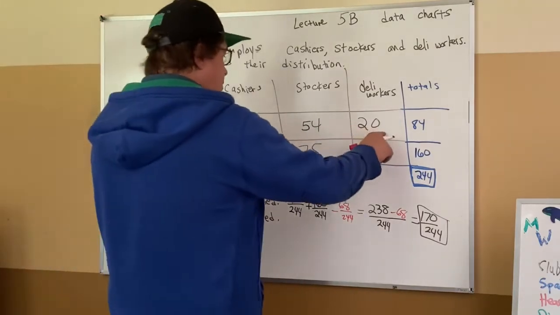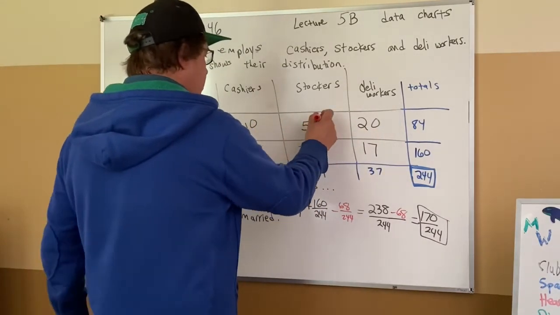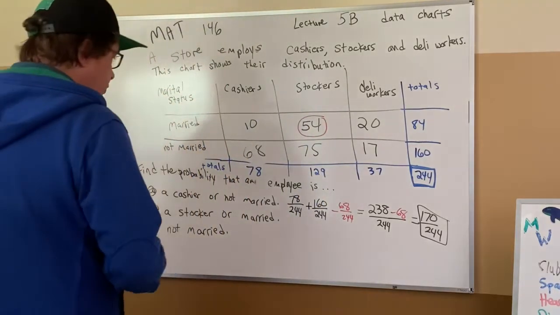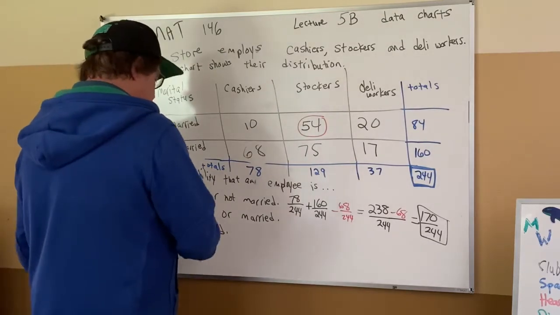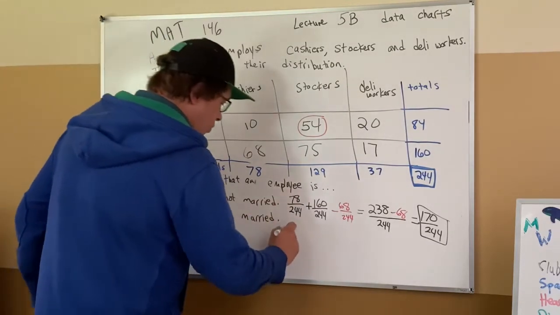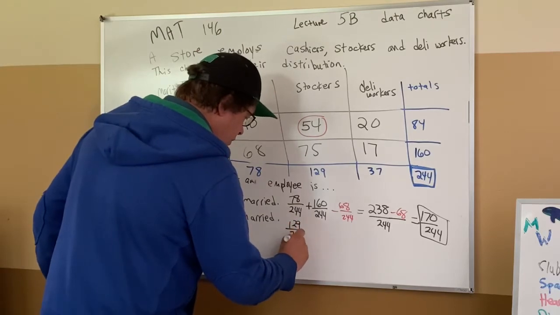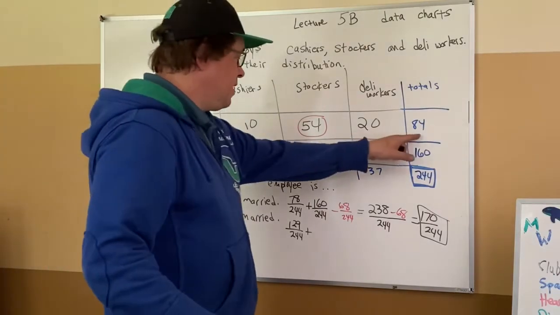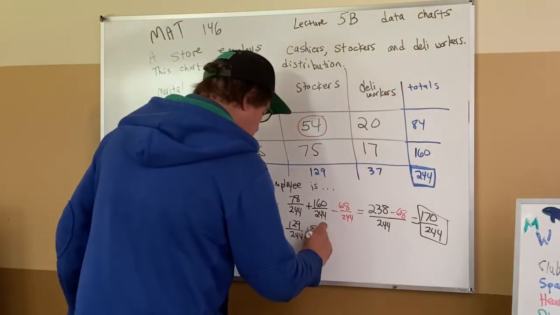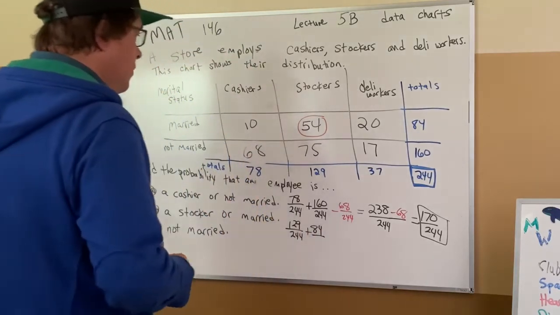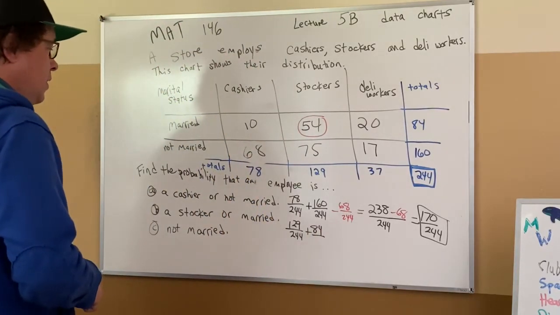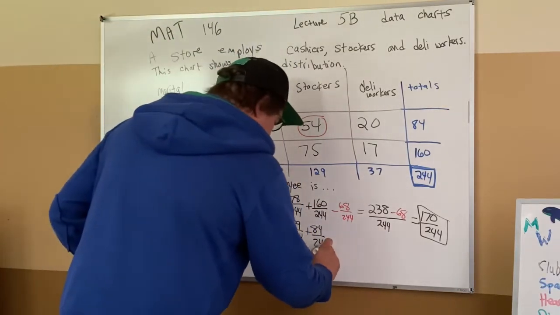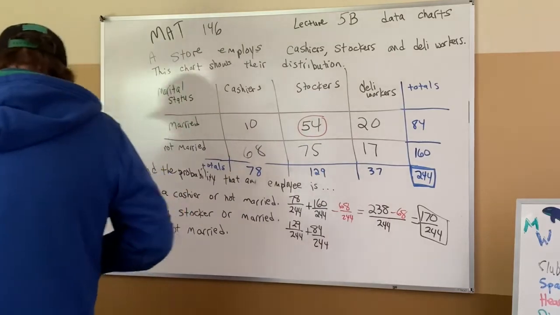So these three numbers represent married people. This particular number represents married stockers. So, if we go for the first thing that it mentions, people who are stockers, we get 129, out of 244. Plus the second thing they mention is people that are married, which gets me this 84. And that's out of 244. And then I have to go back and take away or subtract the double counted 54.